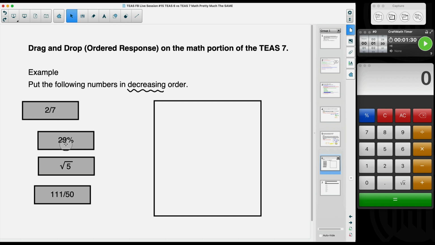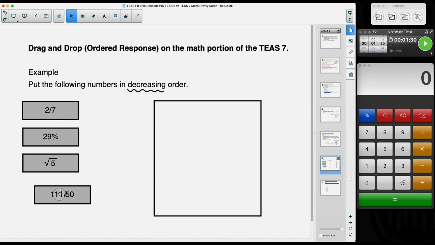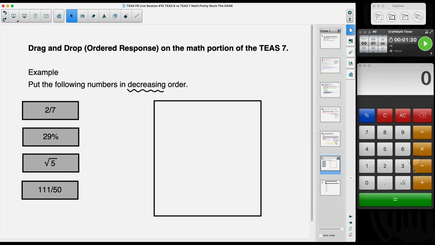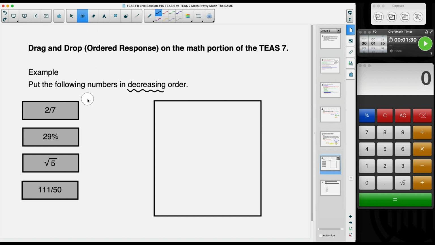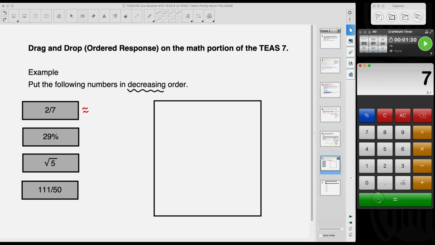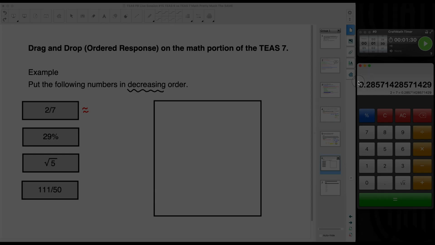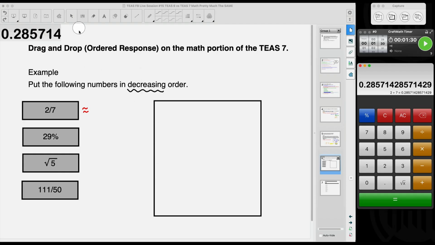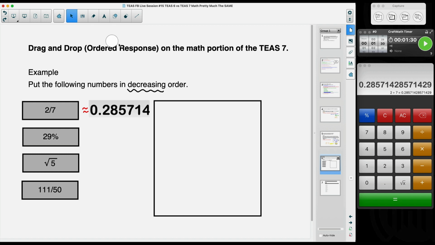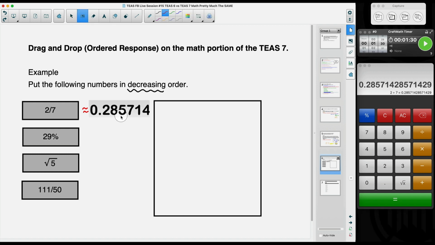Now, if y'all have watched my videos on putting numbers in order, y'all know exactly what I'm getting ready to say. Think about money. And on the TEAS calculator, even though it's not identical, the button setup, what you do is the same. 2/7, let's go ahead and divide this, and I want to think about money. So 2 divided by 7, I get 0.285714. Since I'm thinking about money, I'm thinking somewhere around 29 cents, because that 5 is going to tell that 8 to go up. So 29 cents right there.